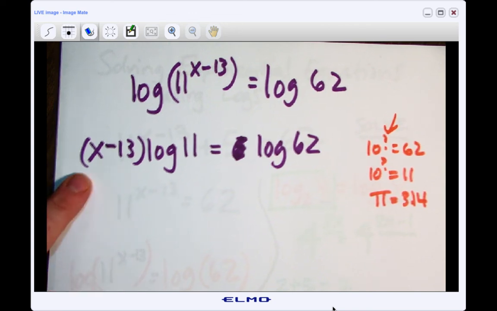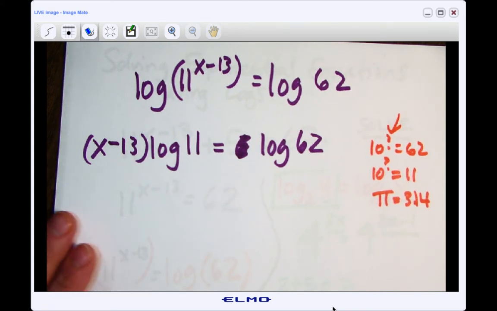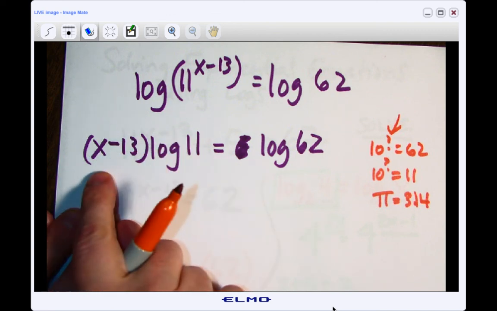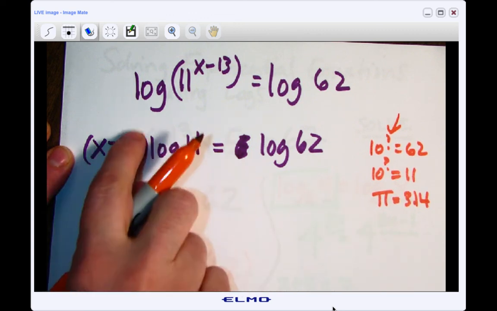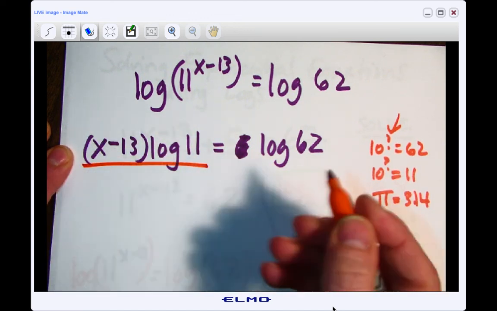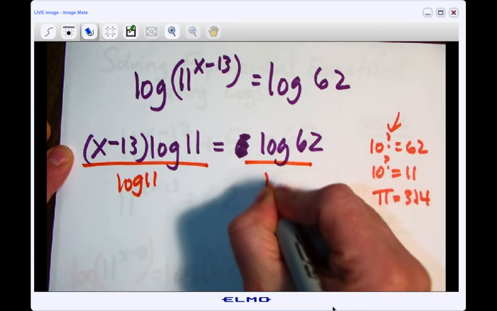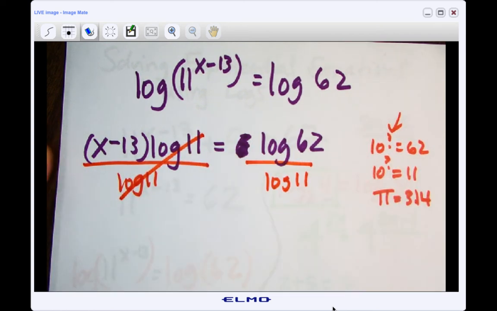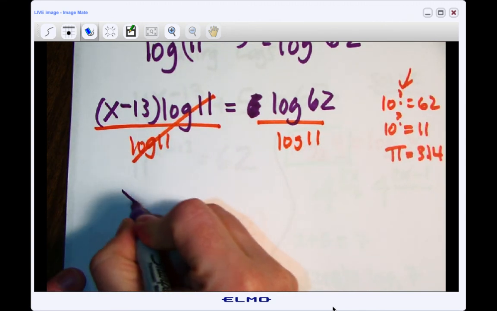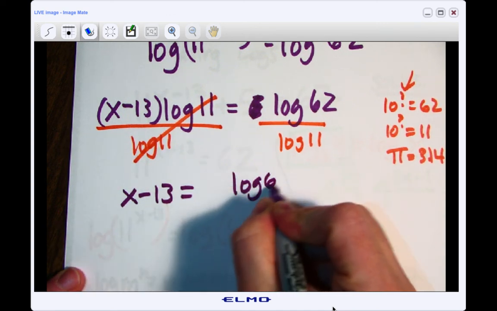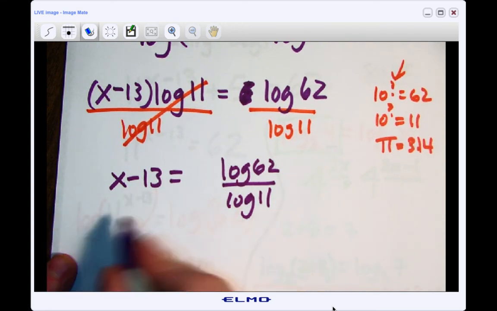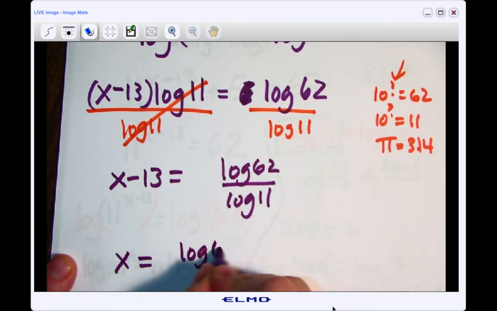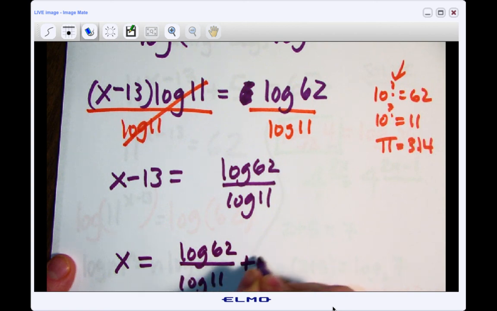All right, so how am I going to get this x by itself? Now, if you've looked at some of these that we've done in class where we had these two things multiplied together, but the x is on the inside of the parentheses that I'm trying to solve for, we could distribute. That is definitely an option, but I'm actually not going to do that. I'm going to just divide by log 11. And why? Because that cancels this one out. And that puts me in a position where now it's kind of easy to solve for x. This is log 62 over log 11. And the only thing that I have to do here is add a 13. So x is equal to log 62 over log 11 plus 13.